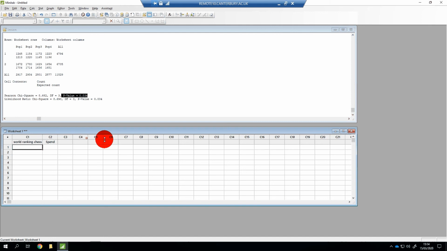Okay, let's say, for example, there is a country that is ranked number 4 and it spends $2 million on chess clubs. And then there's another country that is number 16 in the world and it spends $1.5 million. Okay, and we can carry this on. We can have a country that's 125th in the world and that is spending, you know, $345,000.